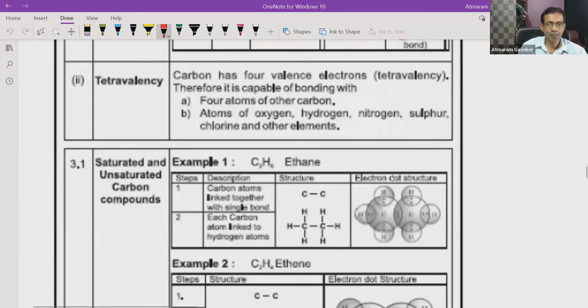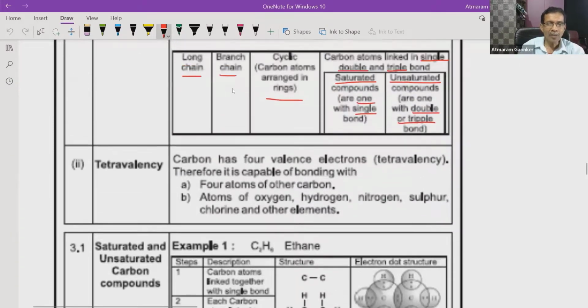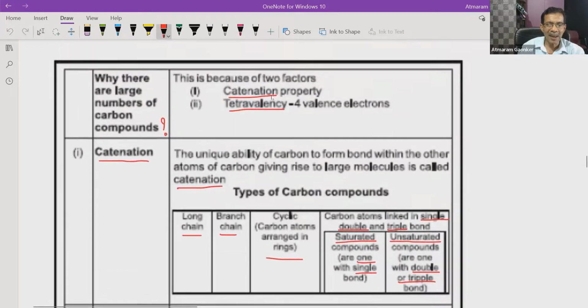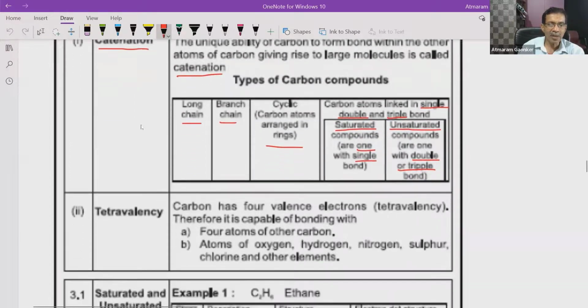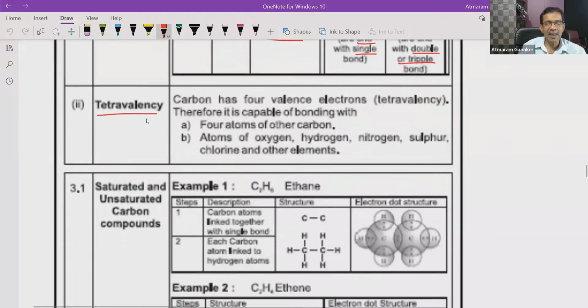Then next, out of these 2 factors, catenation I have discussed now. Let us discuss what is tetravalency. As I have told you, tetravalency is nothing but carbon having 4 valence electrons. That is why it is called tetravalency. Therefore, it is capable of bonding with 4 atoms of other compounds or atoms of oxygen, hydrogen, nitrogen, sulfur, chlorine, and other elements. So, because of tetravalency, so many things are possible.